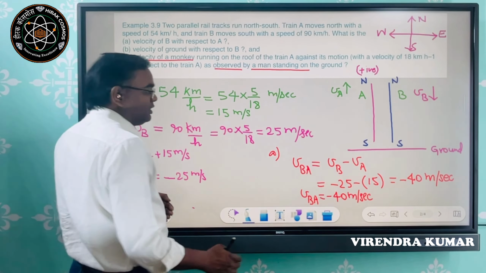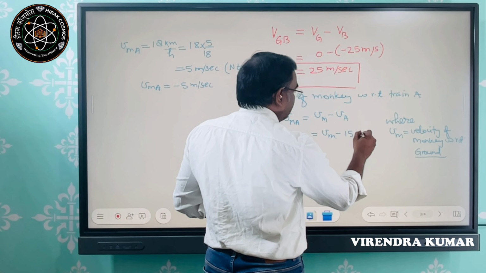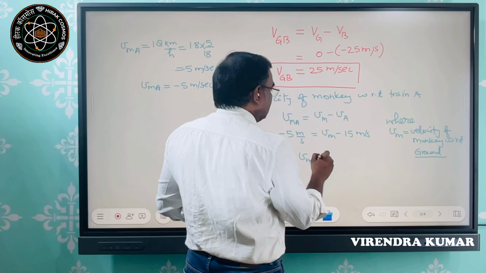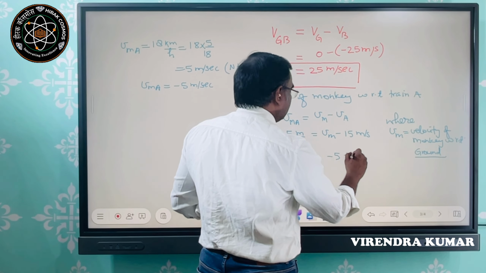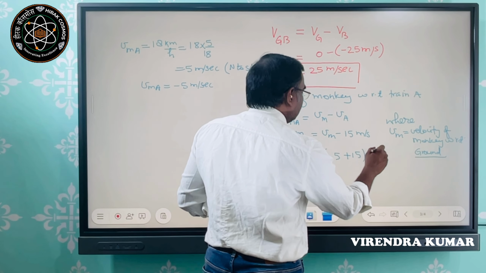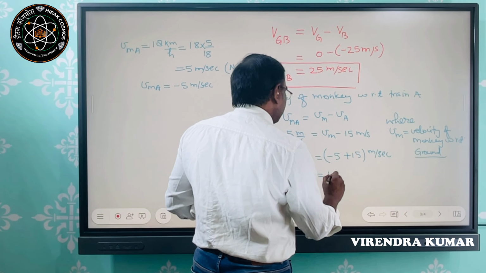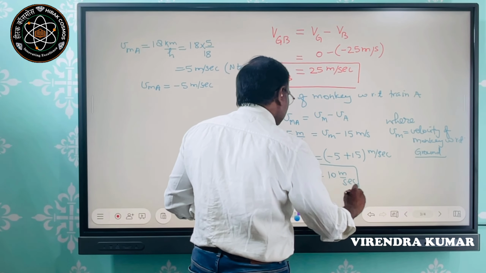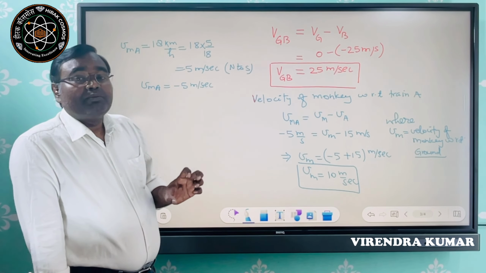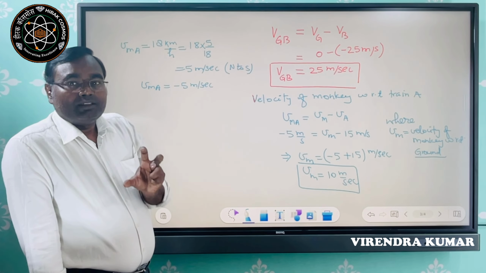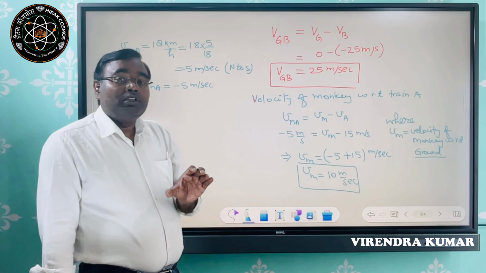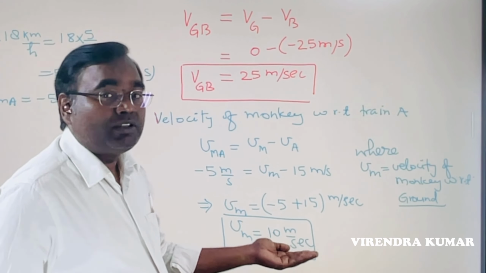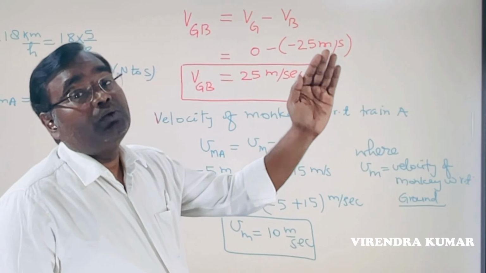The velocity of train A is 15 meter per second. So what will we get? Vm is equal to minus 5 plus 15 meter per second, that is 10 meter per second. This is the velocity of the monkey with respect to the ground. That means the observer on the ground is observing that the monkey is moving with velocity 10 meter per second from south to north.